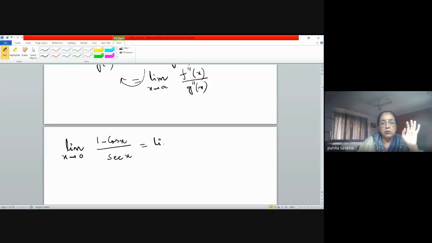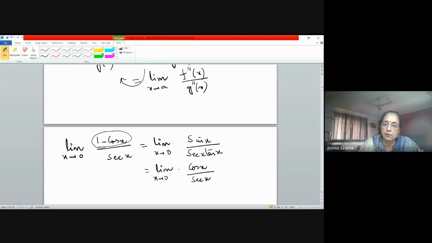By applying L'Hopital's rule, this is equal to limit x tending to 0. Now you find the derivative of the numerator. The derivative of 1 minus cos x will be sin x, and the derivative of the denominator will be sec x tan x. Now you simplify further, you write tan x as sin x upon cos x. So this sin x gets cancelled and ultimately you get cos x upon sec x. Because I can write this as limit x tending to 0 sin x upon sec x into sin x upon cos x. So this cos x goes up and the sin x gets cancelled. Now when I substitute x equal to 0, I get 1 by 1. So you conclude that the limit is 1.